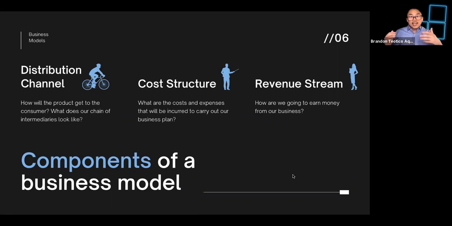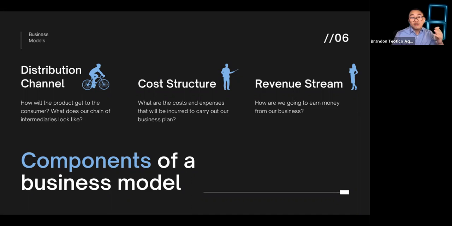So then we have our last 3. These are distribution channel, cost structure, and revenue stream. So distribution channel asks the question, how is the product going to get to our consumer? If you've done the supply chain case competition a couple quarters back, you're probably already a little bit familiar with distribution channels. But if you aren't, that's just answering the question of what are all the intermediaries you have to get through to get your product from where you are all the way to the consumer.